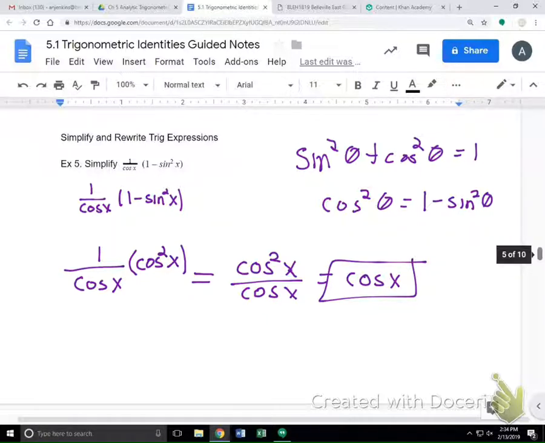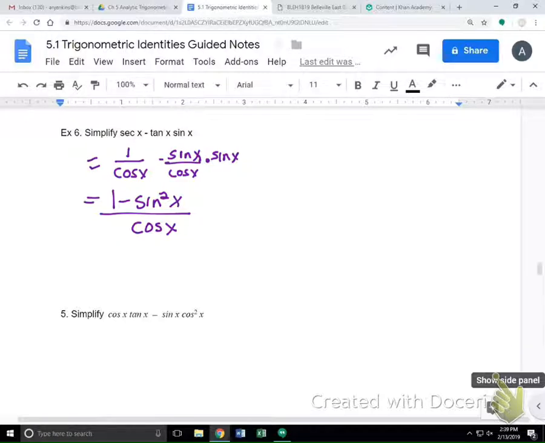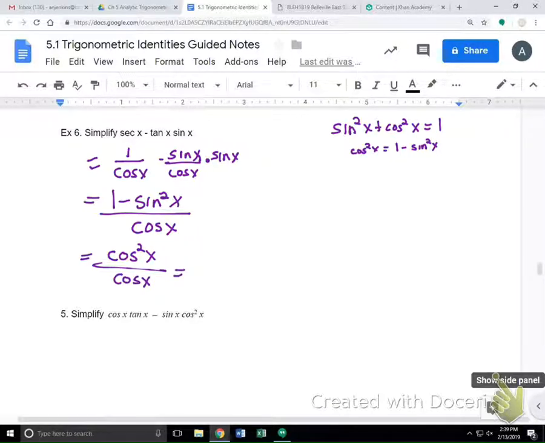Which part? Okay, so we know this identity. We just used it. Sine squared x plus cosine squared x equals 1. I want to create the 1 minus sine squared. I didn't have to rework this because we did it on the last page. That gives me cosine squared x equals 1 minus sine squared x. I now have a direct substitution I can perform, which allows me to have cosine squared x over cosine of x. And we see, just like Giselle did, that we're now just left with cosine x.